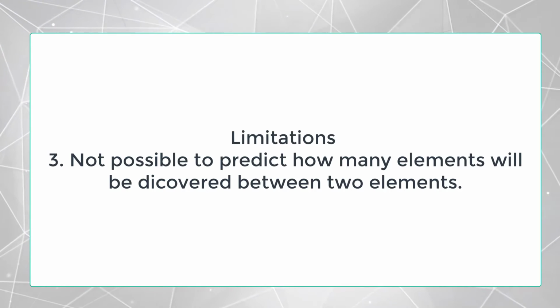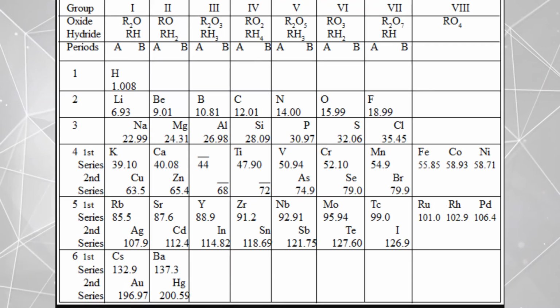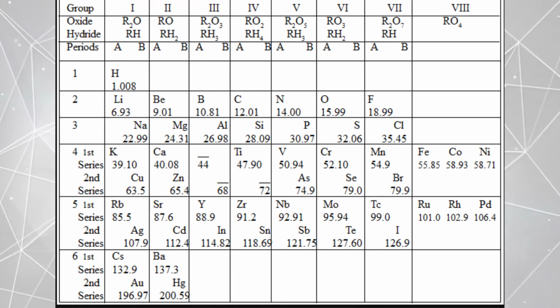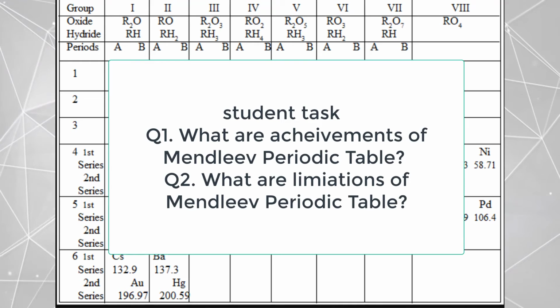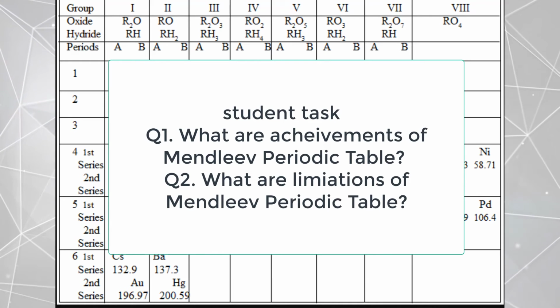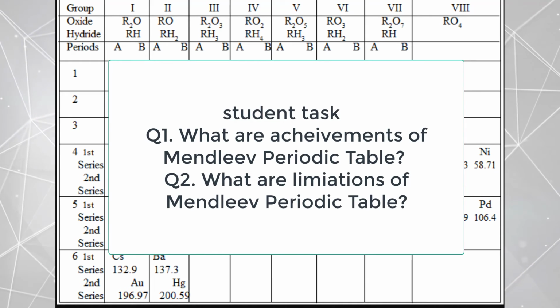Let's place Mendeleev's periodic table on our concept board. Let's also note down the achievements and limitations of Mendeleev's classification. So how were the limitations of Mendeleev's periodic table addressed?